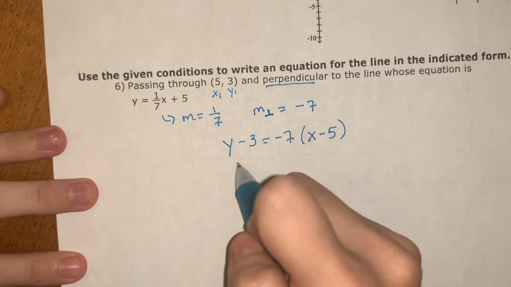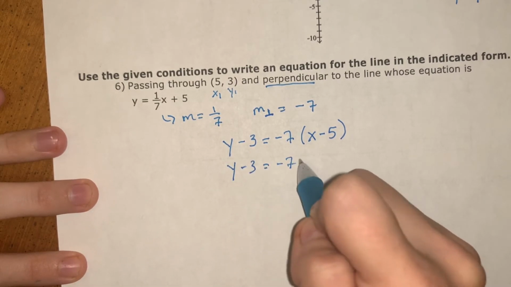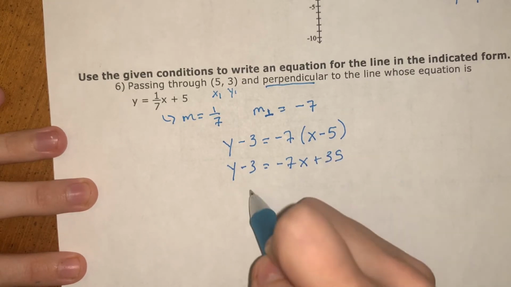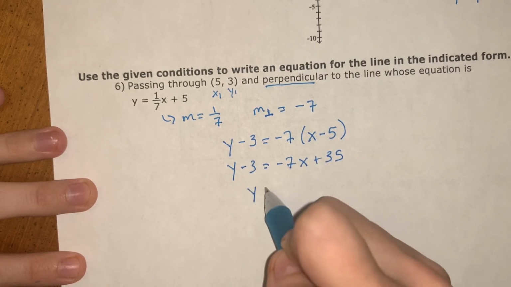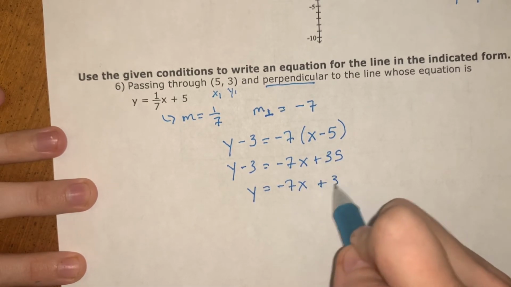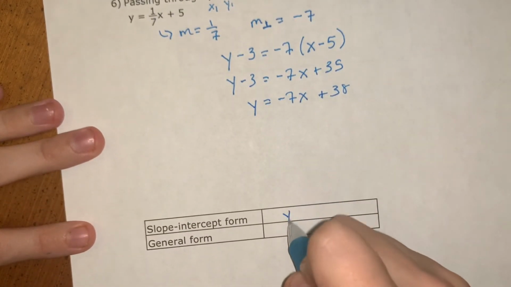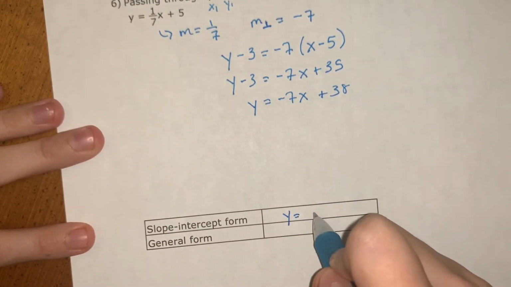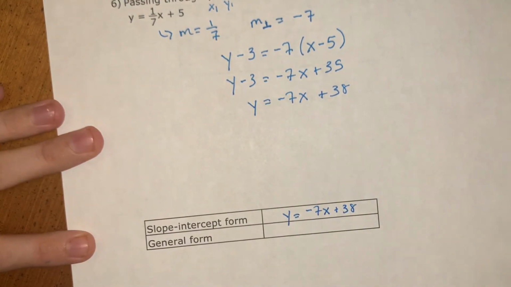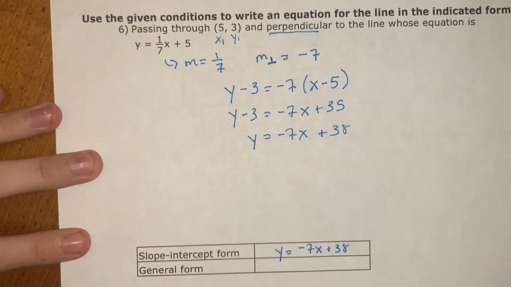So let's move everything around so that we get y by itself. Distribute the -7 first. Then add 3. So we get y equals -7x plus 38. So that's it in slope-intercept form. I'm going to just write that down here. All right, so slope-intercept form is y equals mx plus b, and we got that.